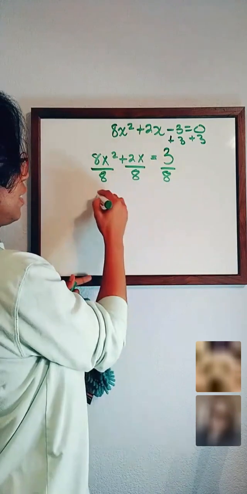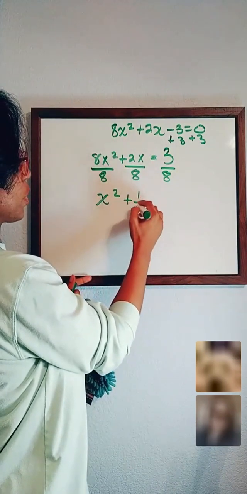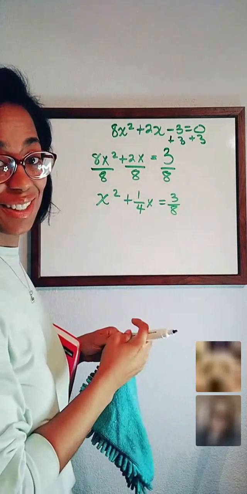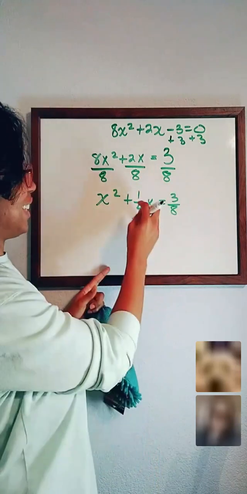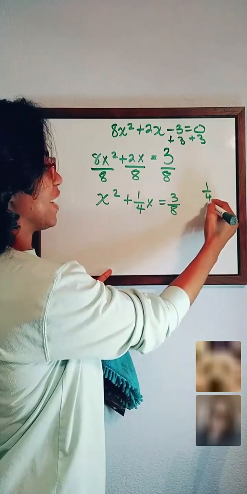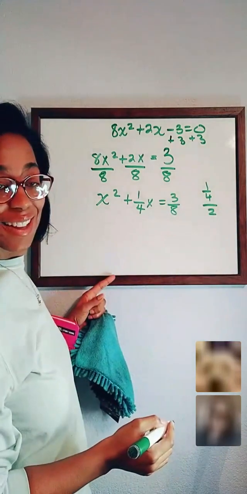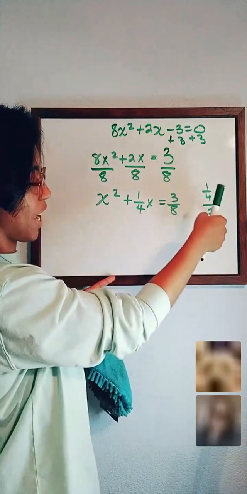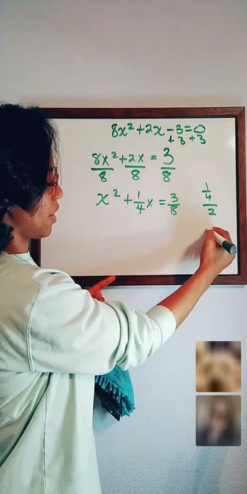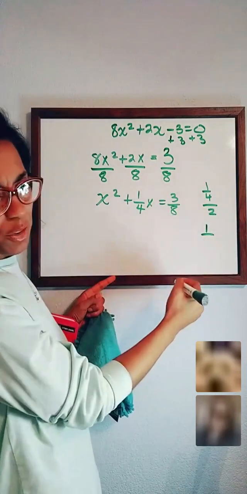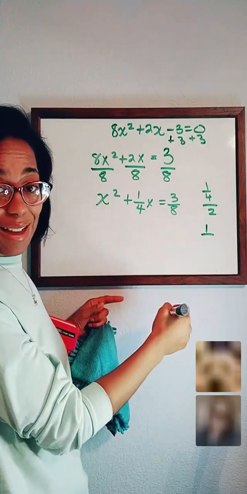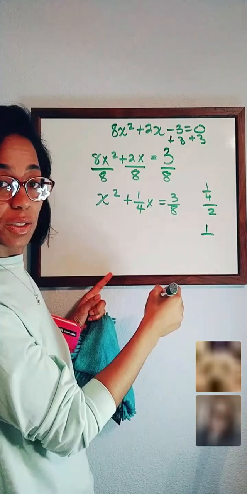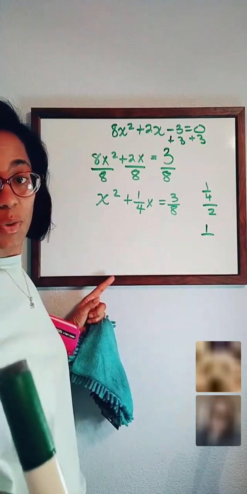Yeah. And then you're gonna have x squared plus 1/4 x is equal to 3/8. And then you have to square the 1/4. Then I gotta take 1/4 and divide that by 2, right? Yeah, and then square that. That's gonna give me, what is that, 1/8? Keep, change, flip. 1/8, right? Or is it 1/16? I know this is a lot. This is what y'all wanted though. You asked for it.